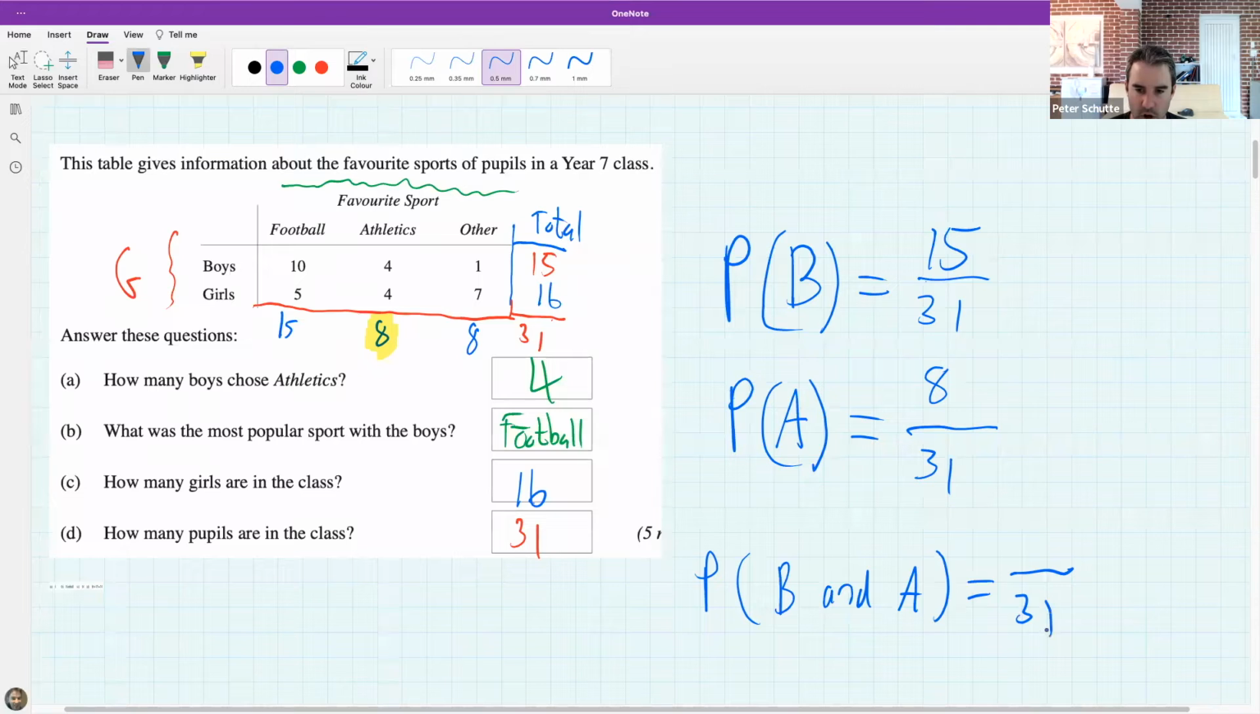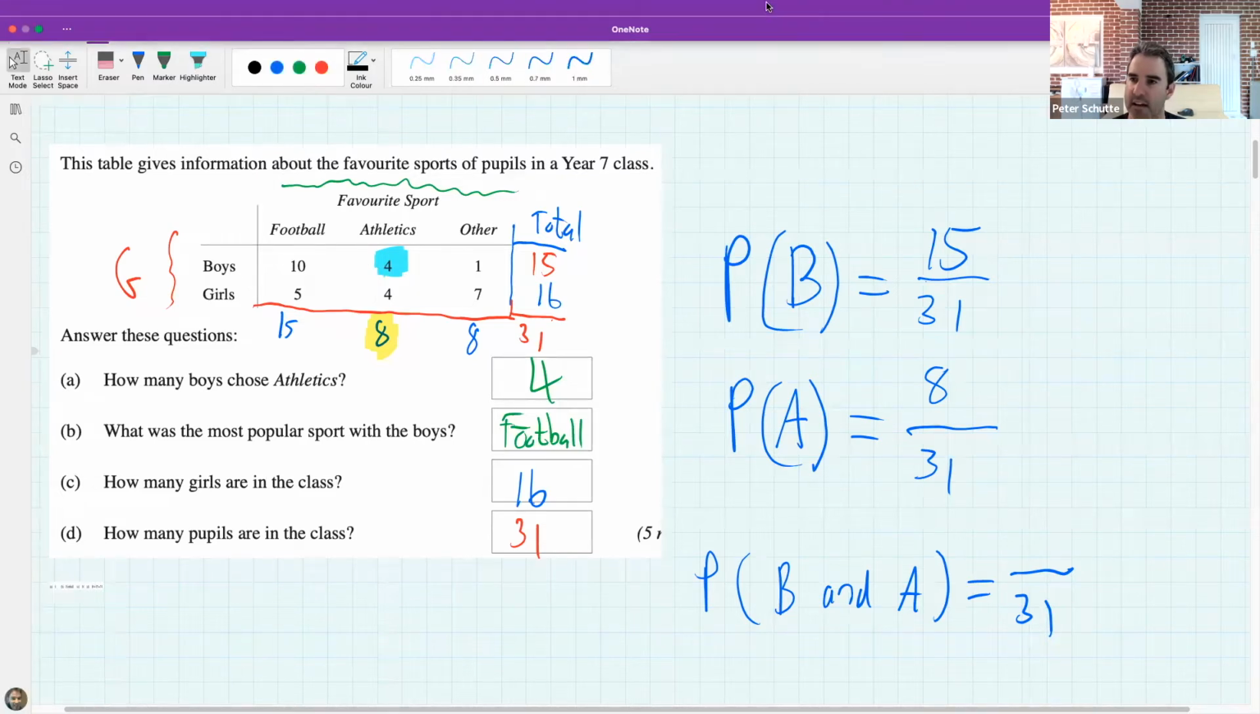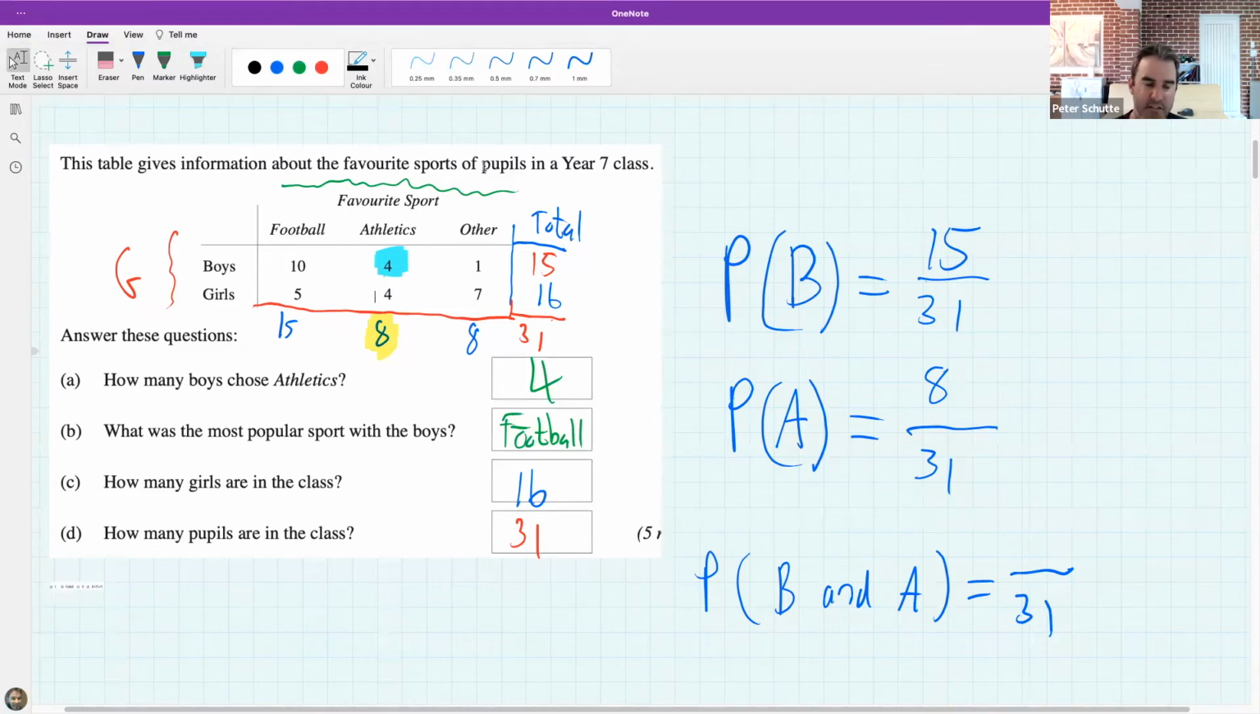So we know that the total is not going to change, but what group in the table is going to be relevant for this? It's not going to be the 8 down here. It's going to be this 4 over here, right? And so the probability of this and this occurring, or B and A occurring, is just going to be 4 out of 31.